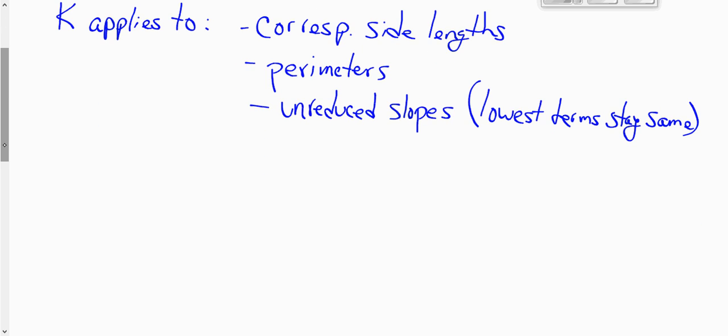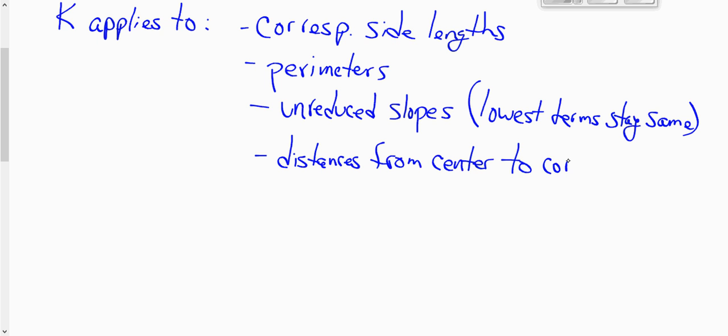What's another linear distance? How about the distance from the center of dilation to any point in the figure? That you would apply K directly to those too, okay? So distances from center to corresponding points. From center, distances from center to corresponding points. Okay?